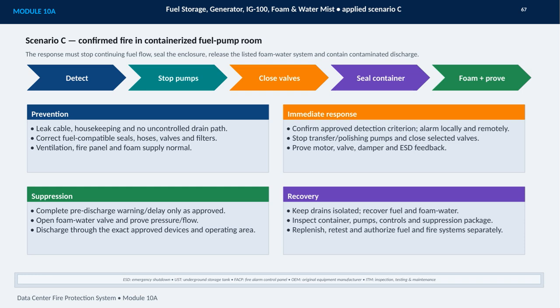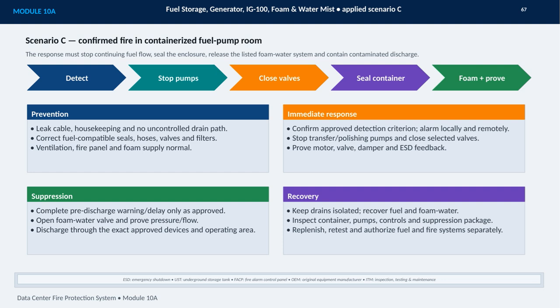Before an incident, verify the leak cable, housekeeping, and drainage controls. Fuel-compatible seals, hoses, valves, and filters must be correct, while ventilation, the fire panel, and foam supply remain normal. Once detection is confirmed, alarm locally and remotely, stop transfer and polishing pumps, close the required valves, and prove feedback from the motor, valves, damper, and emergency shutdown system.